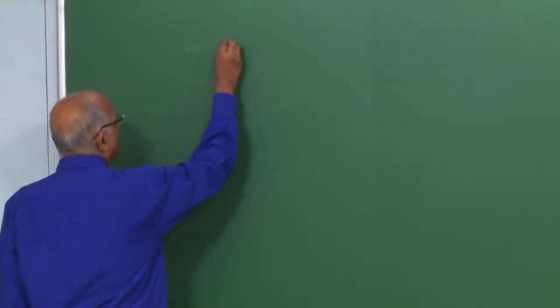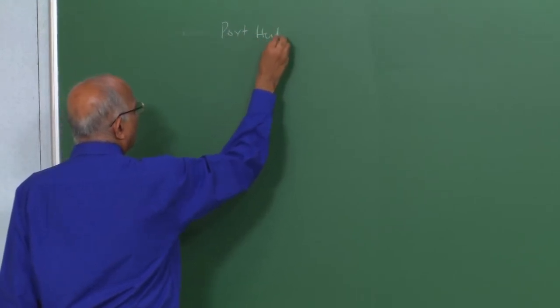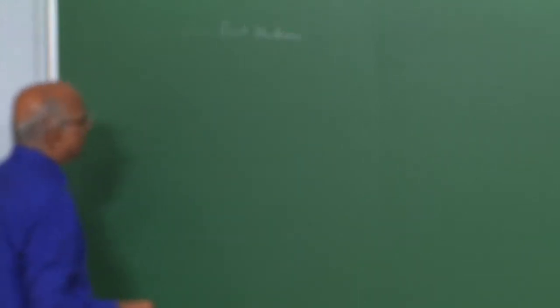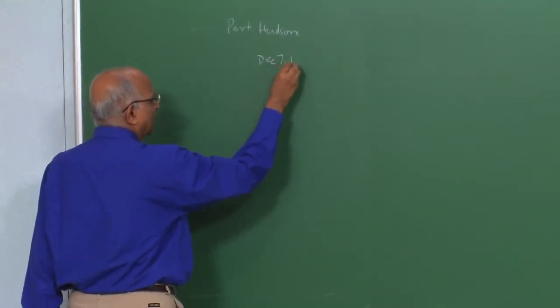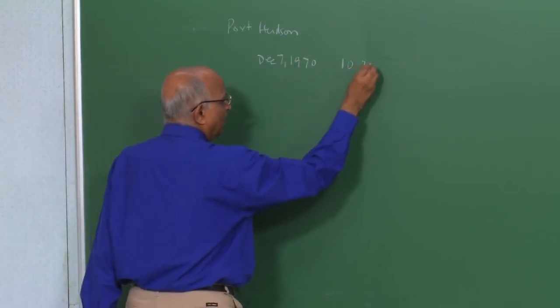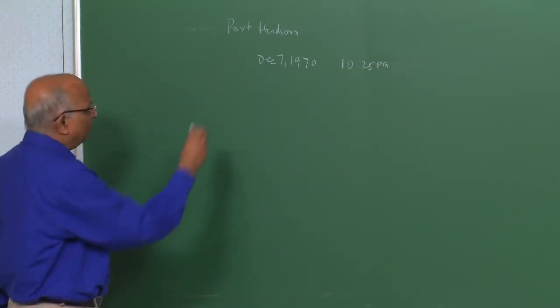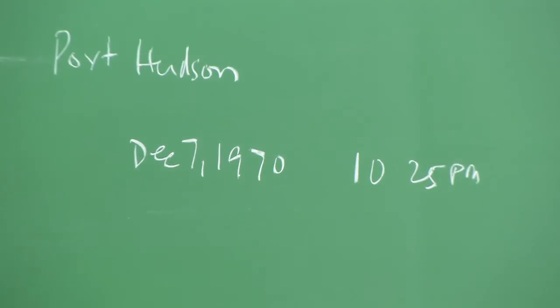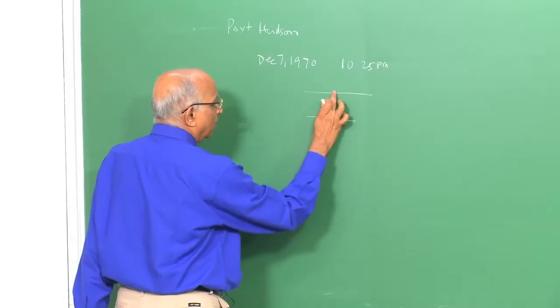Let's take the example of the explosion at Port Hudson in Missouri. This happened on December 7, 1970, at night around 10:25 p.m. December being a cold month, it was extremely cold that night. And what happened in this incident is you have a pipeline conveying liquid propane, which burst.